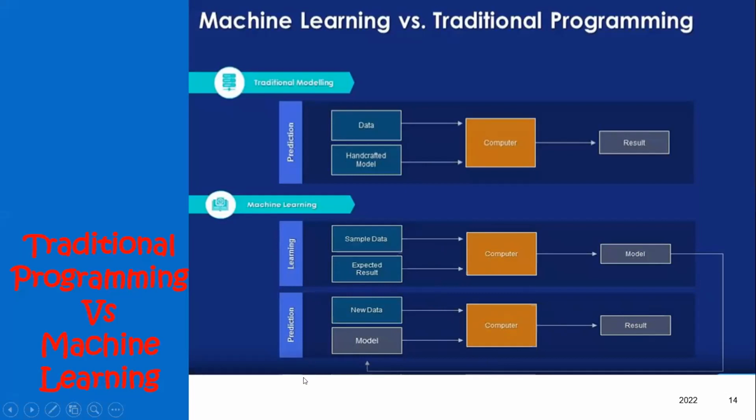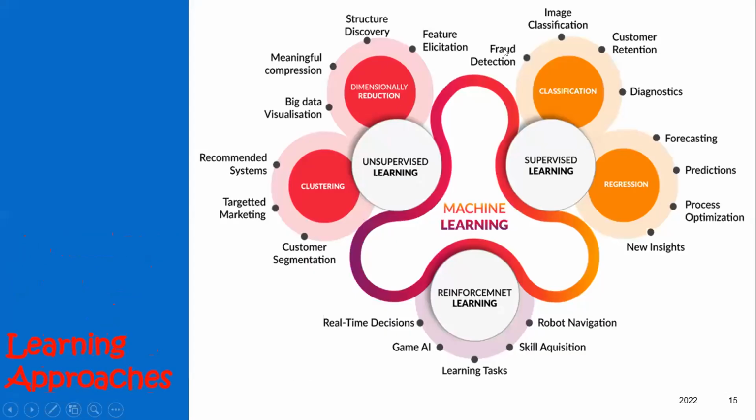Okay. So once we know the difference between traditional programming and machine learning programming, we should know about the learning approaches if we are going to get deeper into machine learning techniques. We have three types of learning approaches: supervised learning, unsupervised learning, and reinforcement learning.